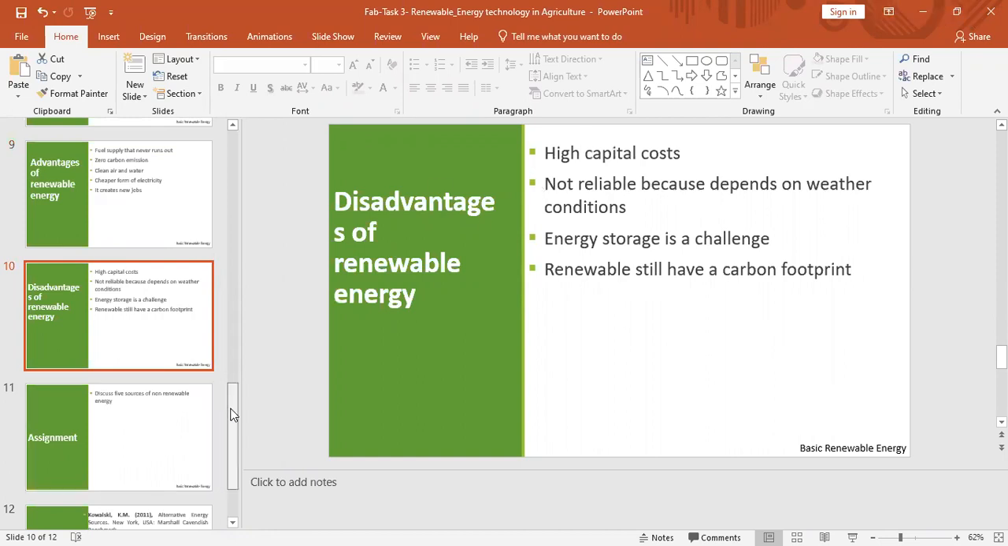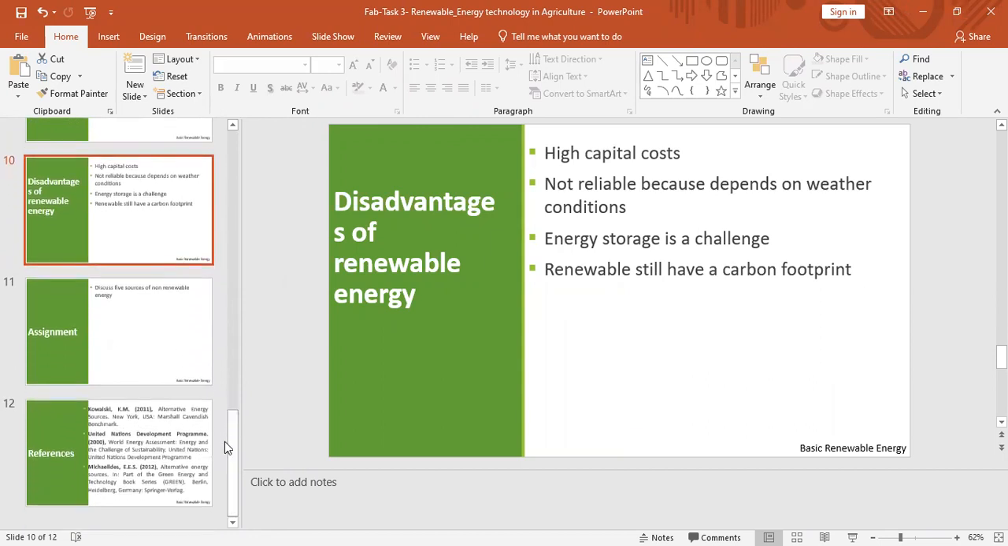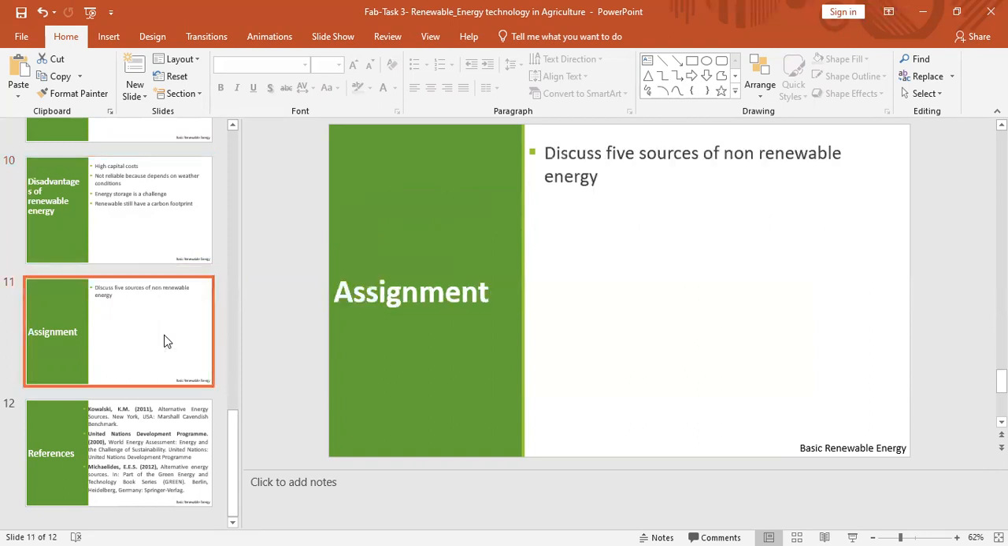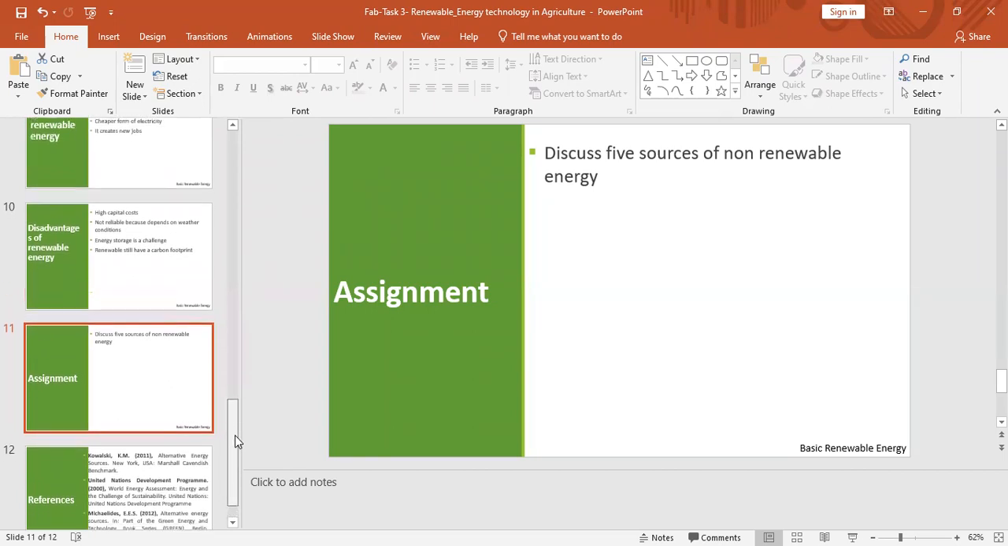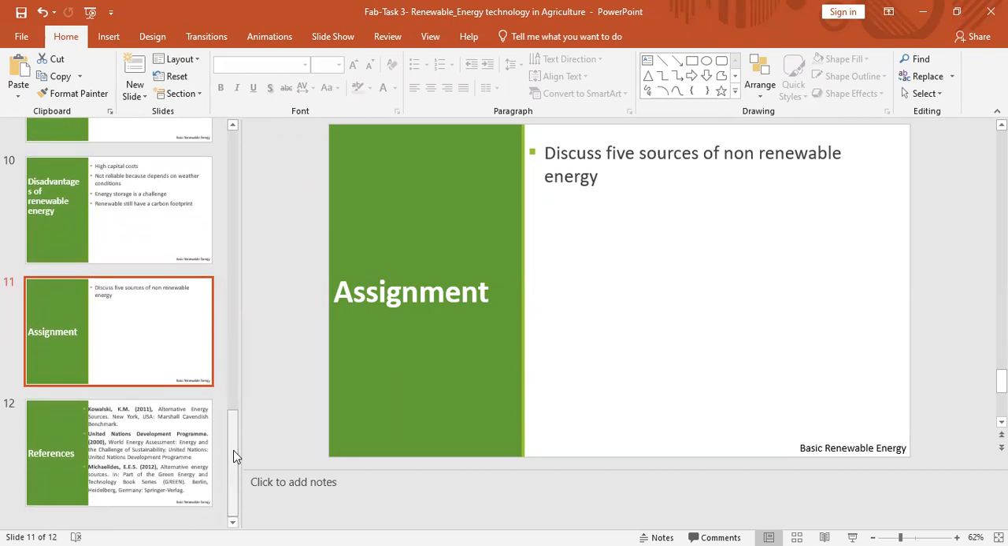So as a way of winding up, what have we learned class today? We have learned about sources of renewable energy. Another? We also defined renewable energy. We have looked at the disadvantages of renewable energy. Thank you, class.